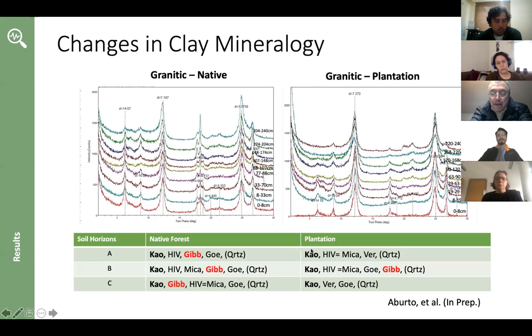Other sites show a change in the crystallinity of pseudomorphous or more easily altered minerals. In this case we see this gibbsite change, and we're still looking into what processes are behind these changes. There are also changes, obviously, in cation proportions, CEC, pH, and other variables.